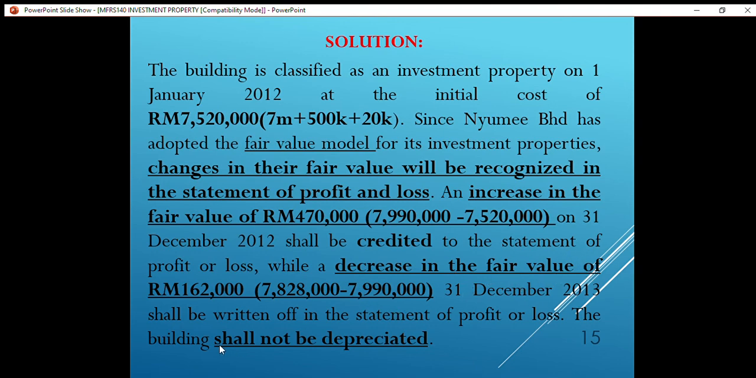All right, and the building shall not be depreciated. If the entity applies the fair value model, the depreciation should be ignored.